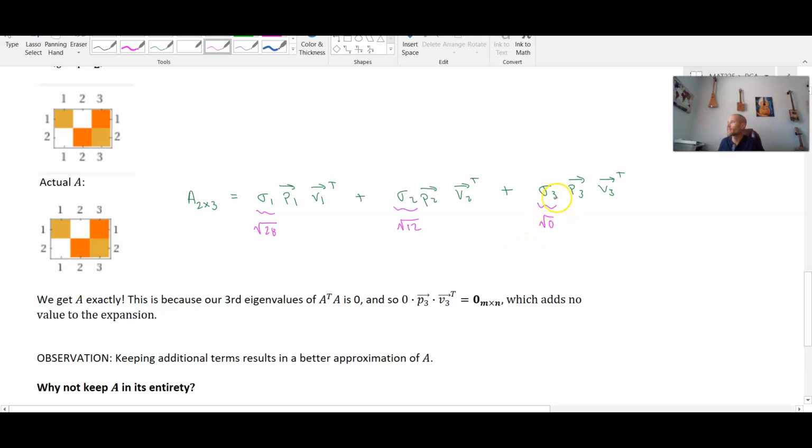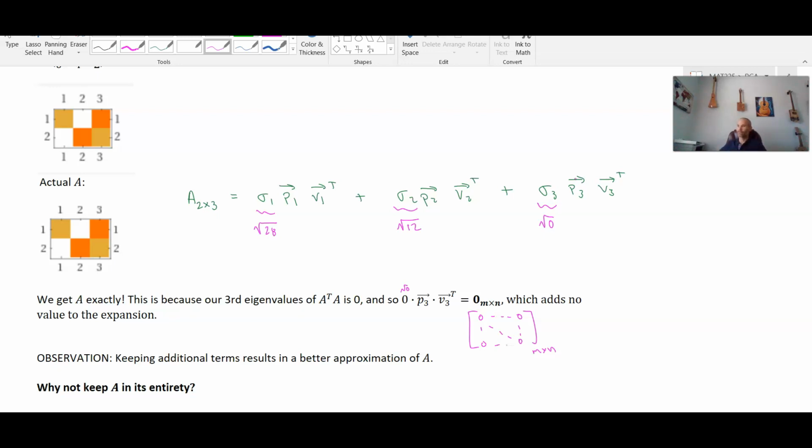So in our case, since sigma 3 was 0, the square root of 0 is 0. It doesn't matter what P3 and V3 transpose are, it's going to result in an M by N matrix of zeros. So we'll have zeros across the board, and we often write it like this to indicate that it's just populated with zeros. And so this matrix, since it is going to contain all zeros, is not going to actually contribute to the approximation any, but it still is a valid term in that expansion. So with 2 terms, we were able to completely gather everything we needed in order to get the original A matrix back.